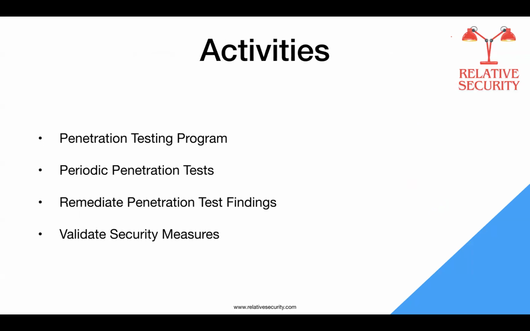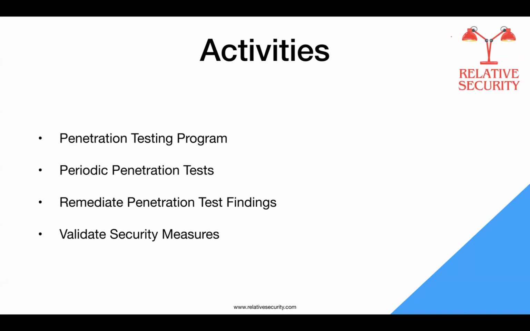So, what are the different things that should be done under penetration testing? You need to have a penetration testing program where you have a clear scope and mission objectives on what exactly you want to achieve using this service of penetration testing. Your environment should be periodically tested. It could be internal, it could be external, white box, black box, or gray box testing. Be it any one of them, but it should be done periodically.